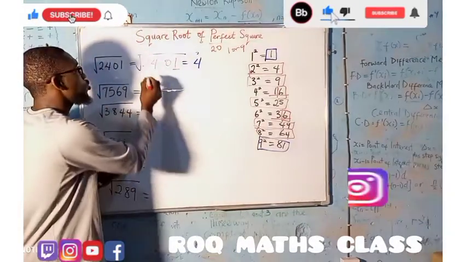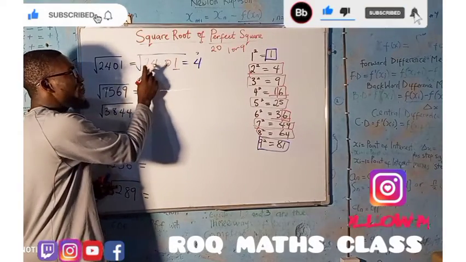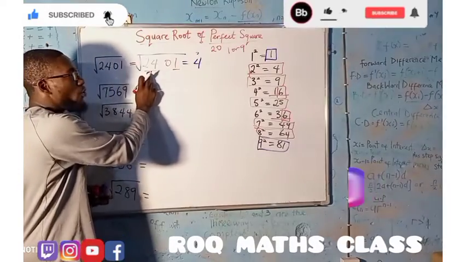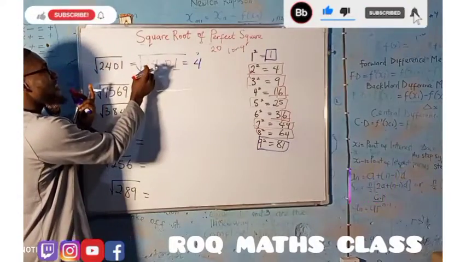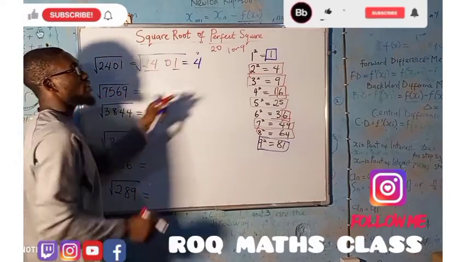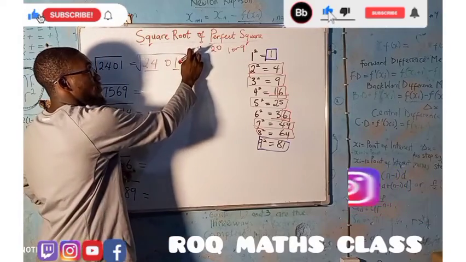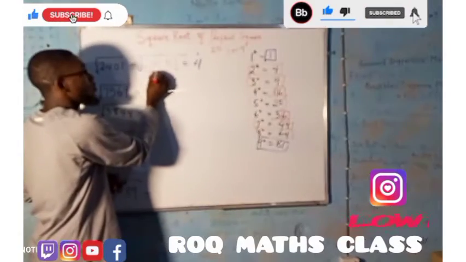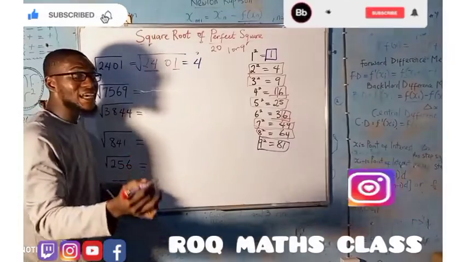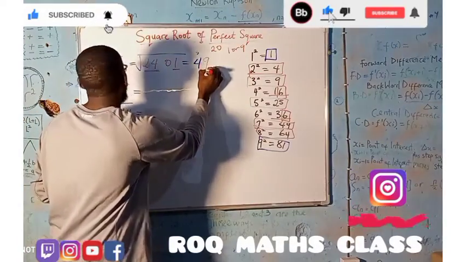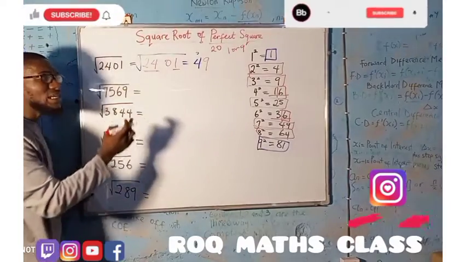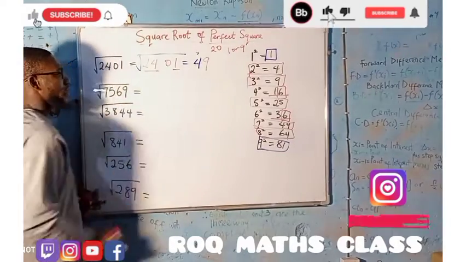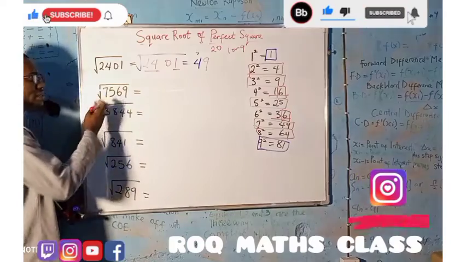So I have 4 times 5, which is 20. Is 20 greater than this? If it's less than this, I'm going to pick the bigger value. But if it's greater than this, I'm going to pick the smaller value. 4 times 5 is 20, while 20 is less than 24. So my answer is 9. So the square root of 2401 is 49.